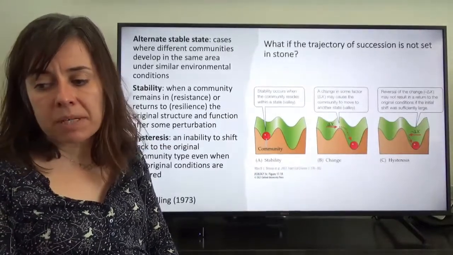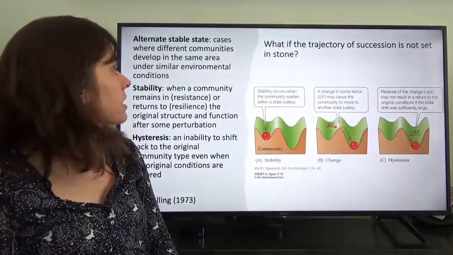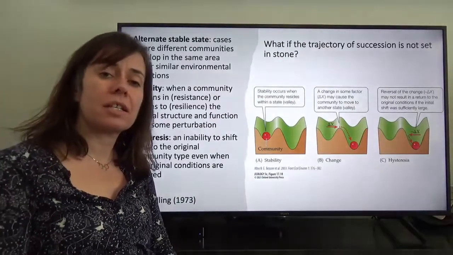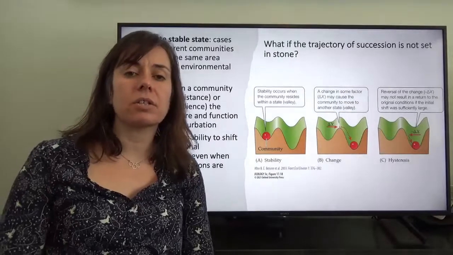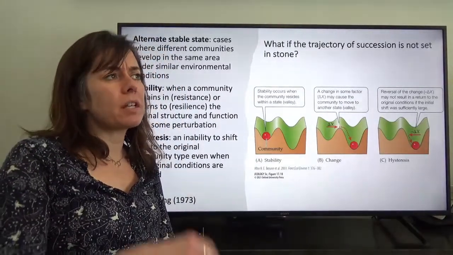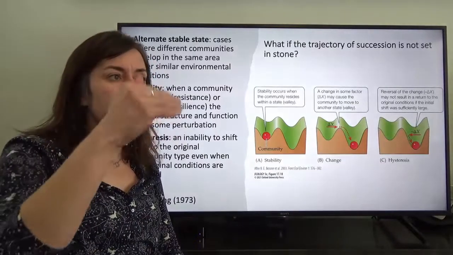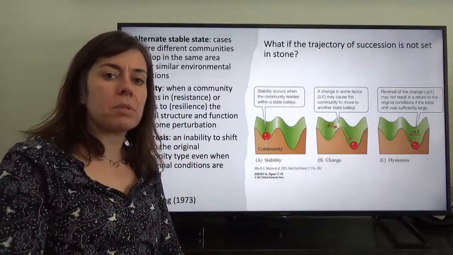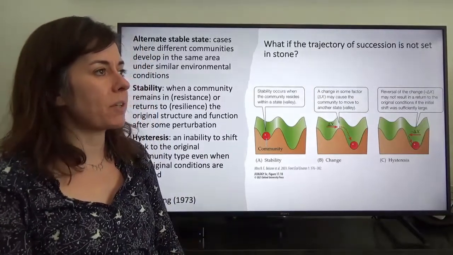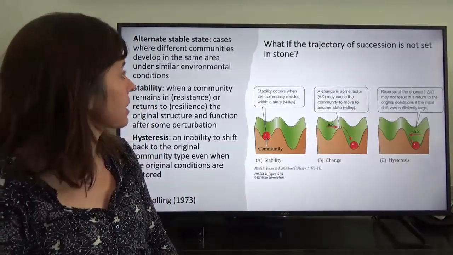Now, the last piece of this is the idea of alternate stable states. So, what if the trajectory of succession is not set in stone? We talked about this at the start of the lecture, the idea of a climax community, and we know that there's not necessarily a single endpoint for many communities. And so a climax community is a little bit of a misnomer in some ways.